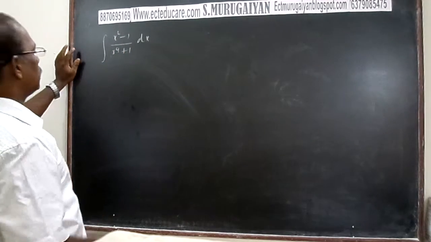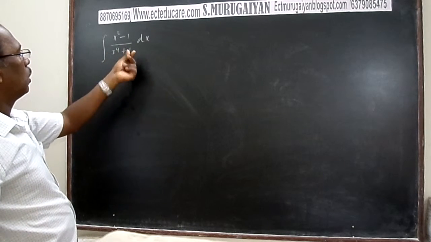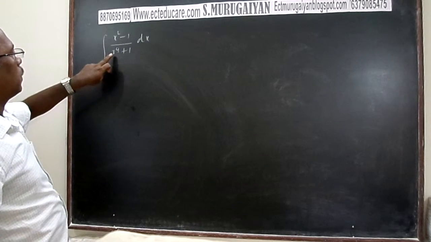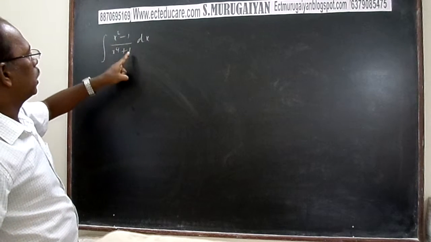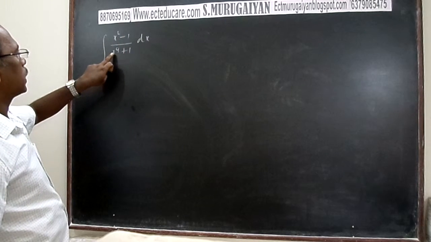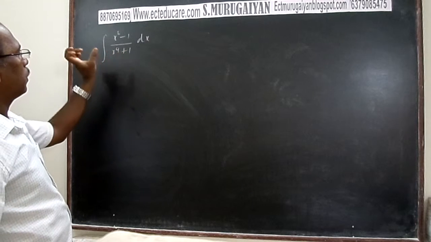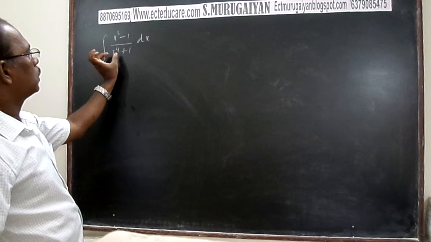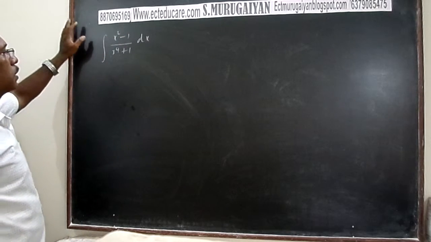What is the point to be noted? The denominator is x power 4 plus 1. What is the square root of x power 4? x square. What is the square root of 1? One of the square roots of 1 is minus 1. One of the square roots of x power 4 is x square. So the square roots of the x power 4 term and the constant term should exist in the numerator. This is the key point.